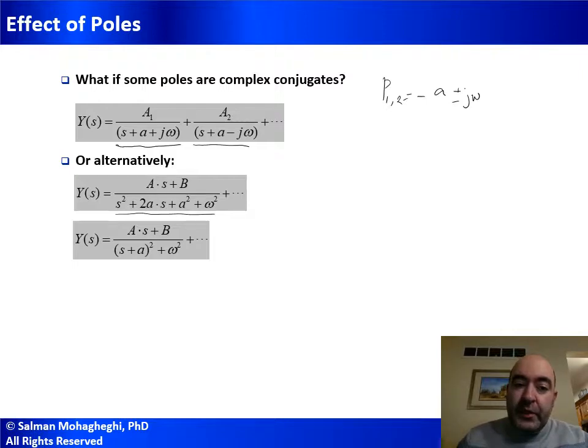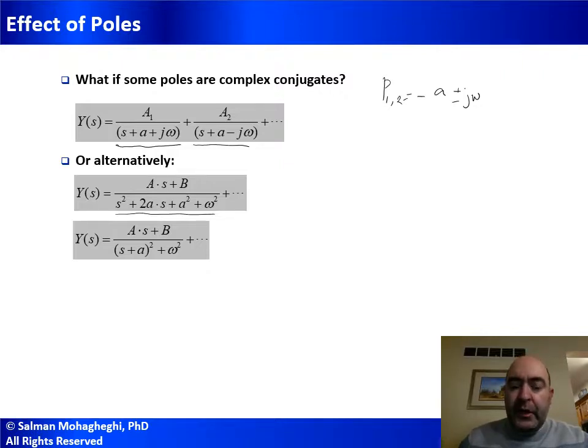s squared plus 2a times s plus a squared plus omega squared. I have chosen some parameters for the numerator as plus b. We don't care about that right now. All we care about is the denominator. We have seen this before, how to break it down into a sine term or a cosine term. So let's not focus on that. Let's focus on the denominator.